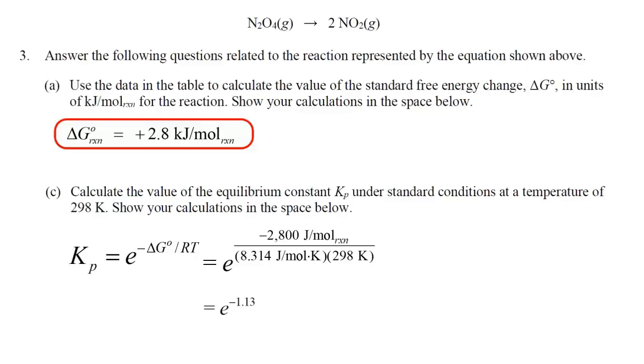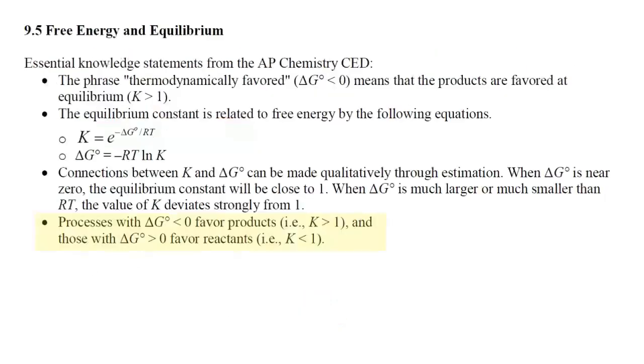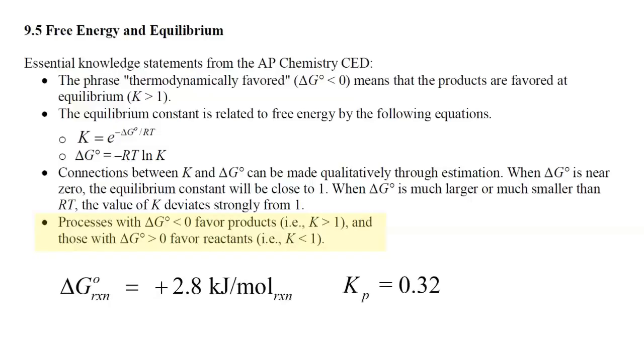And on my calculator, when I do E raised to the negative 1.13, I get an answer of 0.32, and that is the value of the equilibrium constant Kp. Now, remember that it said in topic 9.5 that processes with a positive delta G favor the reactants, and that K is less than 1. That's exactly what we see in this example. We have a positive delta G, and our value of K is less than 1.